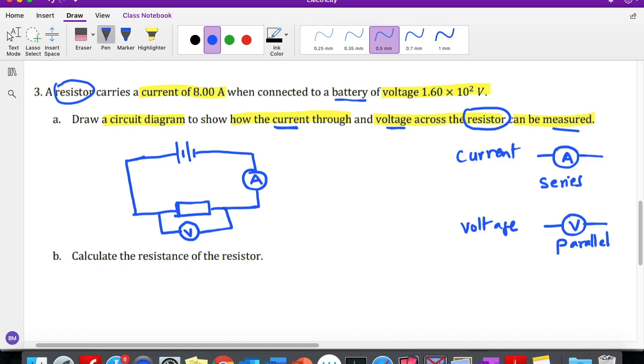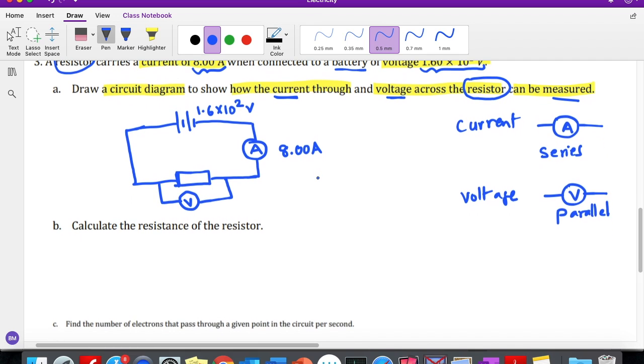Also, it is written that the battery voltage is 1.6 into 10 to the power 2 volt. So we can show that here on our circuit diagram. This is 1.6 into 10 to the power of 2 volt, and the current is written as 8 ampere. So we can show the 8 ampere current reading for the ammeter. So our circuit diagram is ready.